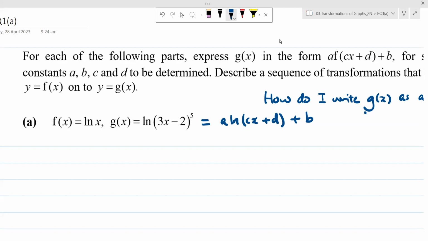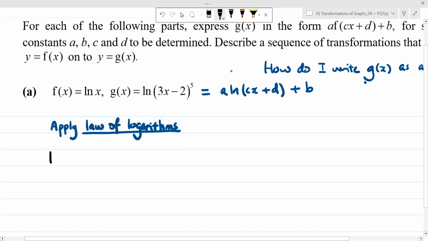Bring down the power. So essentially, I apply the law of logarithms. So each part has its own learning point. Part A teaches us that you see logarithm, you apply law of logarithms. It's actually a very simple idea. So let's do that.